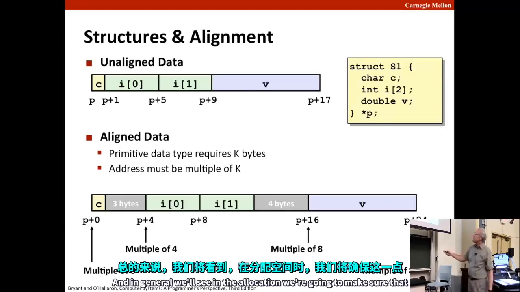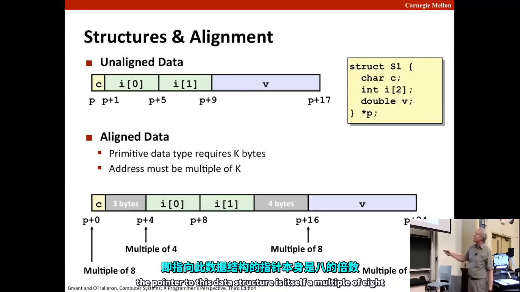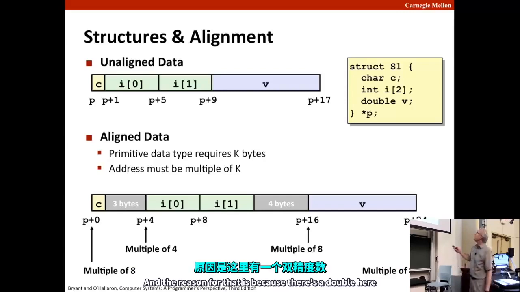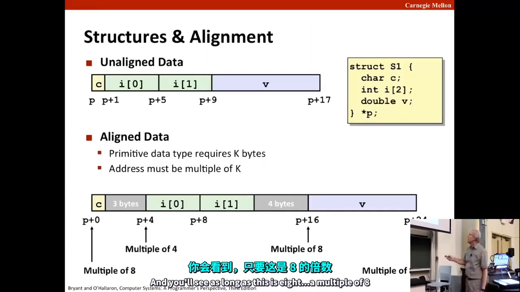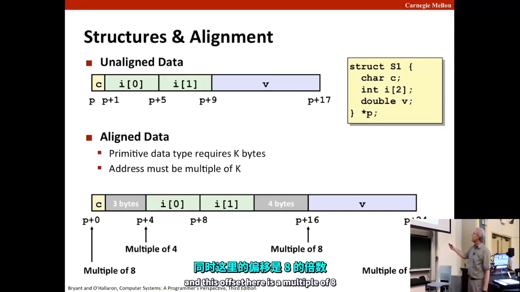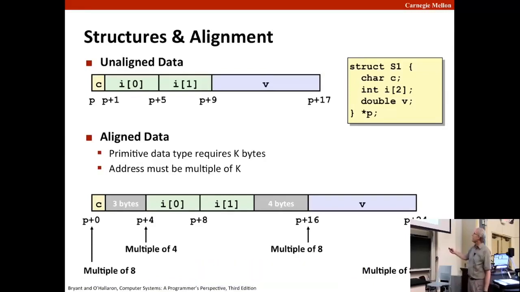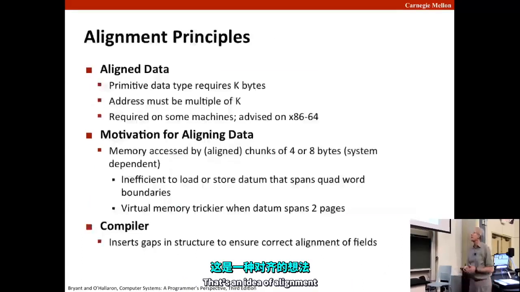And in general, we'll see in the allocation, we're going to make sure that the pointer to this data structure is itself a multiple of 8. And the reason for that is because there's a double here, and its starting address should be a multiple of 8. And you'll see as long as this is a multiple of 8, and this offset here is a multiple of 8, then this address will be a multiple of 8. So that's the idea of alignment.